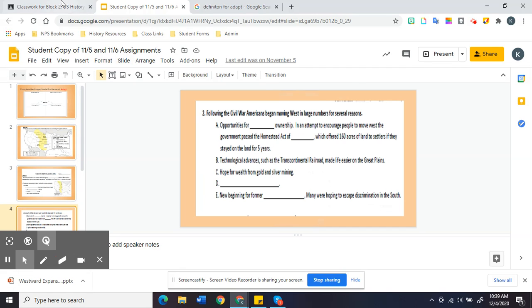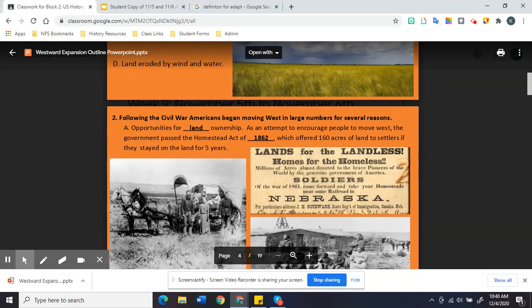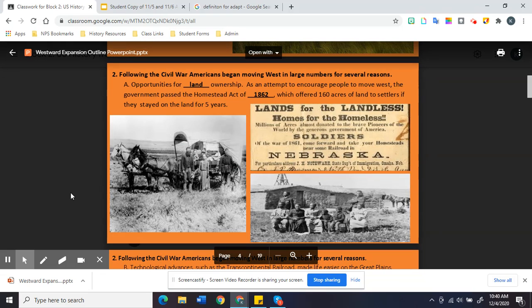Okay, slide 4. And bounce back to my PowerPoint. Following the Civil War, Americans began moving west in large numbers for several reasons. One of the reasons they moved west was the opportunities for land ownership. To encourage people to move west, the government passed the Homestead Act of 1862, which offered 160 acres of land if the settlers stayed on the land for 5 years.